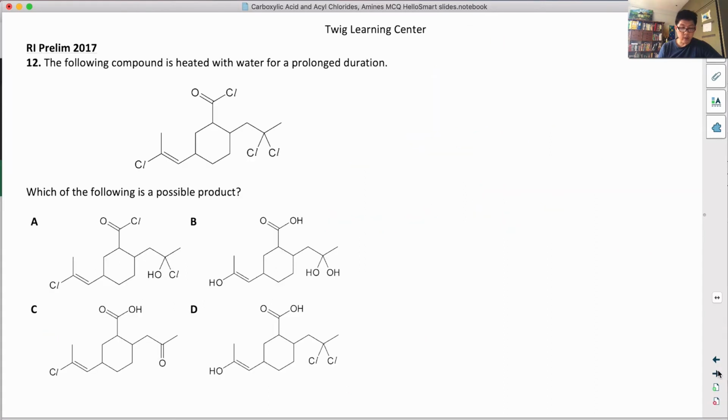Next question. Question 12. The following compound is heated with water for a prolonged duration. So with prolonged duration, what happens is this. Just with water, this Cl will become OH. This is an acyl chloride, so it can undergo hydrolysis very easily.